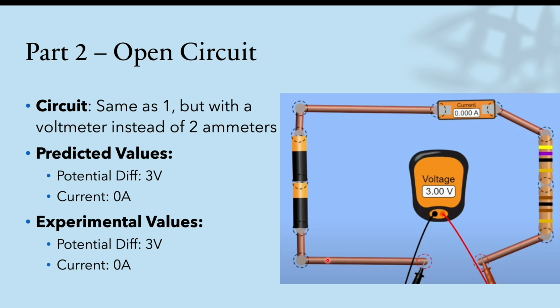In part 2, we are using the same circuit as number 1, but this circuit is open here, and we are taking a voltage reading across that gap. We predicted that the potential difference was 3 volts, and there was no current, and that is what we found experimentally as well. This makes sense because there is a gap in the circuit, so obviously there can be no current.